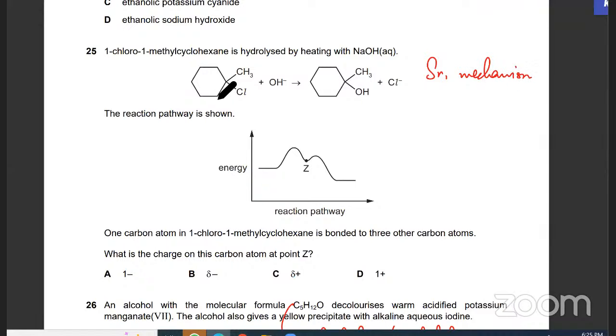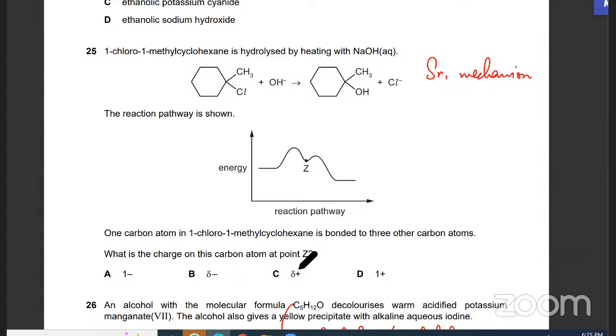What type of halogenoalkane is this? Primary, secondary, or tertiary? Tertiary. That is a tertiary because the carbon over here is bonded on all 3 sides with a carbon chain. So it is a tertiary halogenoalkane. The carbon atom bonded to the chlorine is bonded to 3 other carbon atoms.